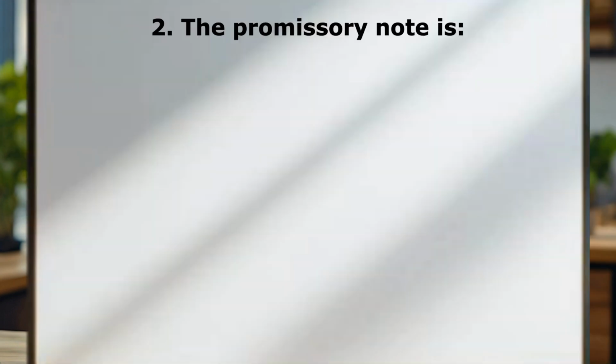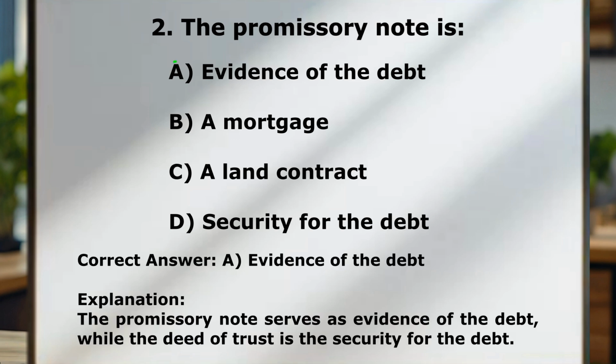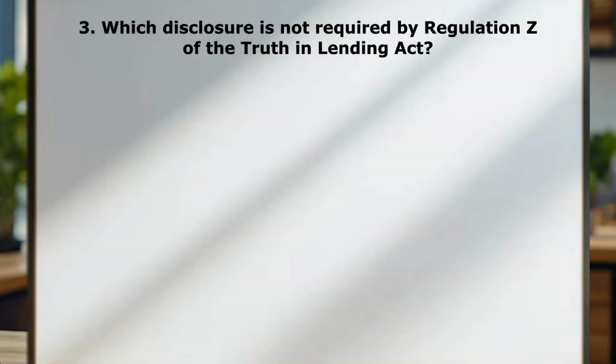Question number 2. The promissory note is A, evidence of the debt, B, a mortgage, C, a land contract, D, security for the debt. The answer here is evidence of the debt. So the promissory note serves as evidence of the debt, while the deed of trust is the security for the debt.